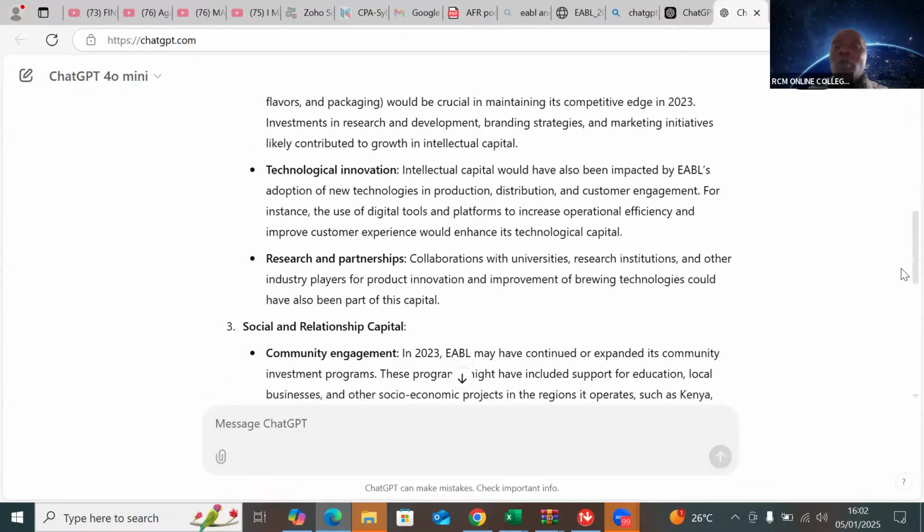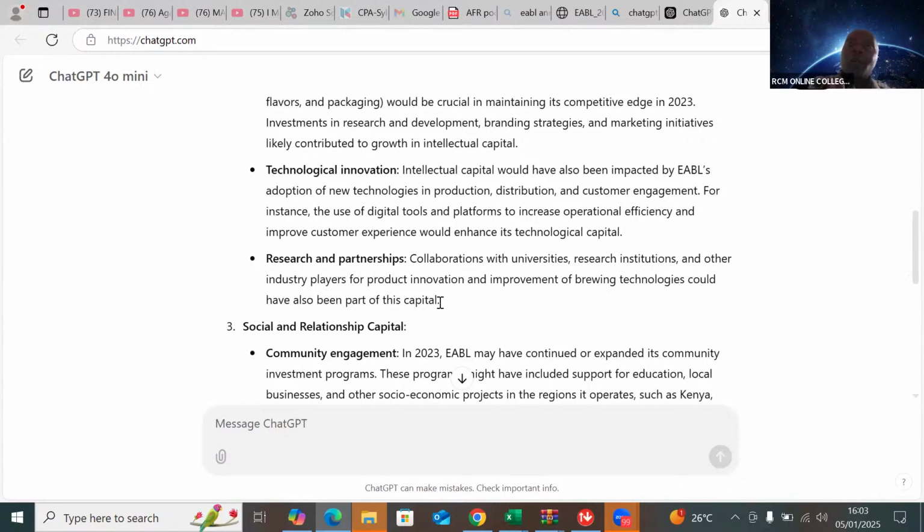Intellectual capital would have also been impacted by EABL's adoption of new technologies in production, distribution, and customer engagement. For instance, the use of digital tools and platforms to increase operational efficiency and improve customer experience would enhance its technological capital. Research and partnerships, collaborations with universities, research institutions, and other industry players for product innovation and improvement of brewing technologies would have also been part of this capital.